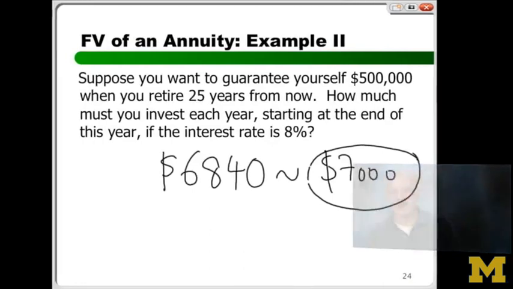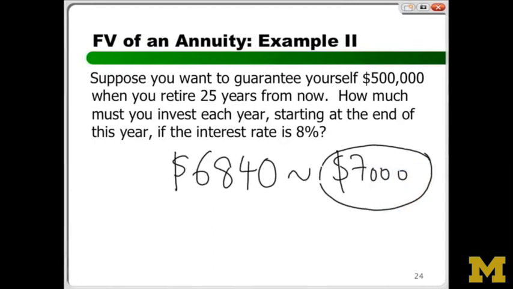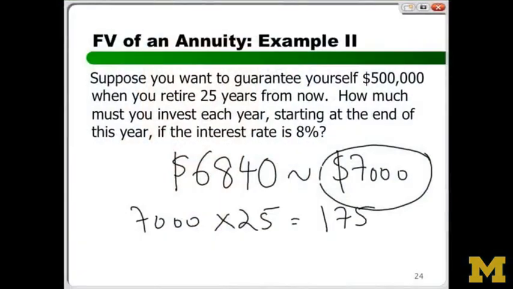Let me ask you the following question. Suppose the interest rate was 0, right? In other words, there was no value to time. What would you have if you invested $7,000 25 times? You just multiply 7,000 by 25, right? So you take $7,000 multiplied by 25. You have $175,000.